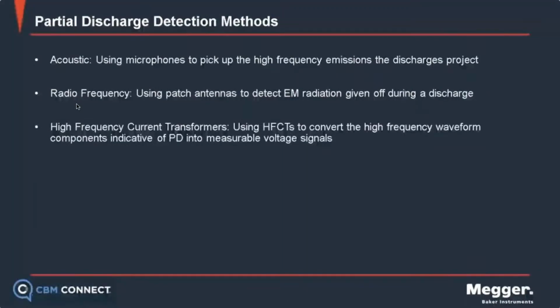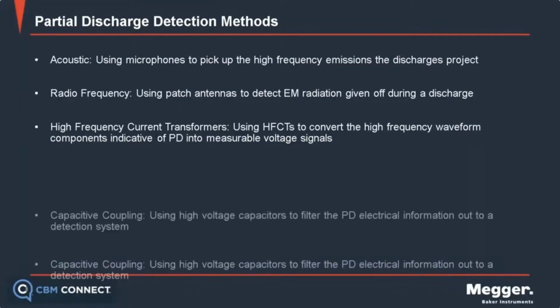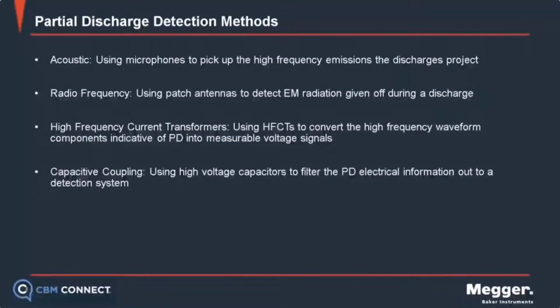As I mentioned, during online testing, high frequency current transformers can be used to convert that high frequency waveform, that partial discharge component, into measurable voltage signals for detection. Capacitive coupling: we basically take a capacitor with a high frequency bandpass to allow the high frequency stuff to get through for detection.